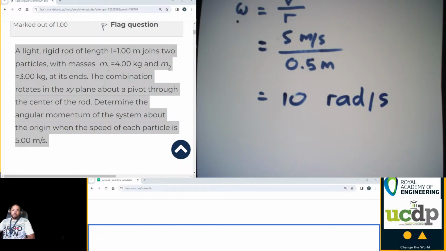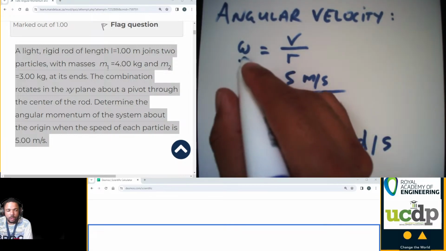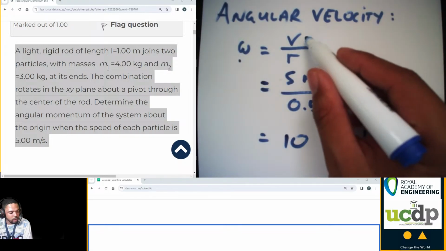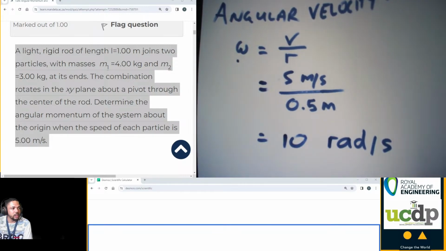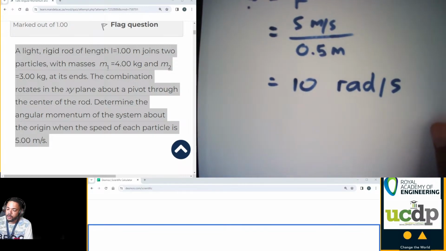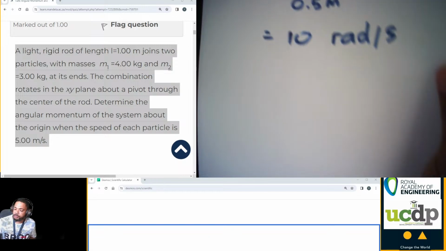So we have calculated the angular velocity right now. Angular velocity is equal to the linear velocity that they give you divided by the radius. In this case, they told us that the speed, or the linear speed of each particle, is 5 meters per second.